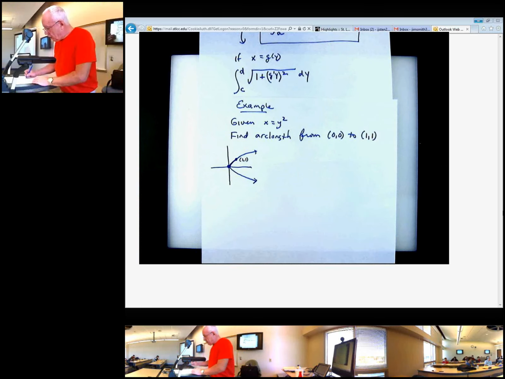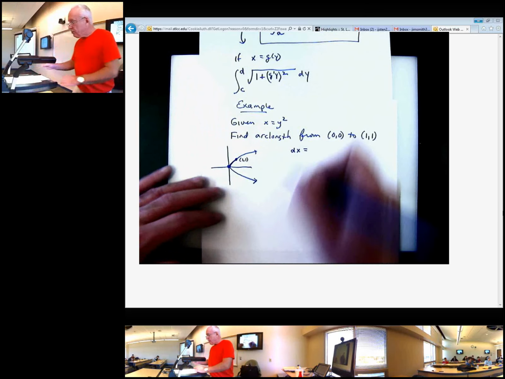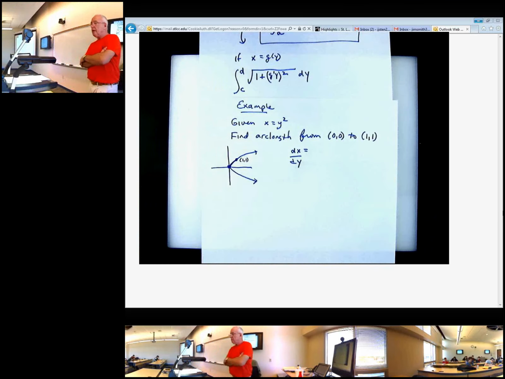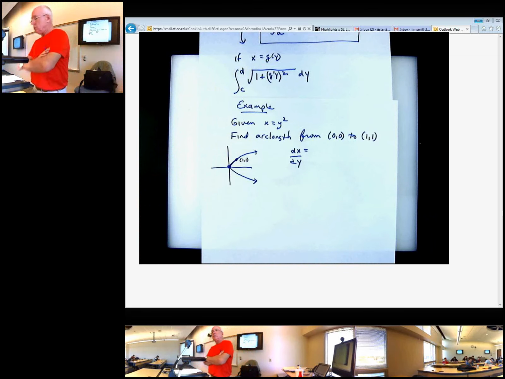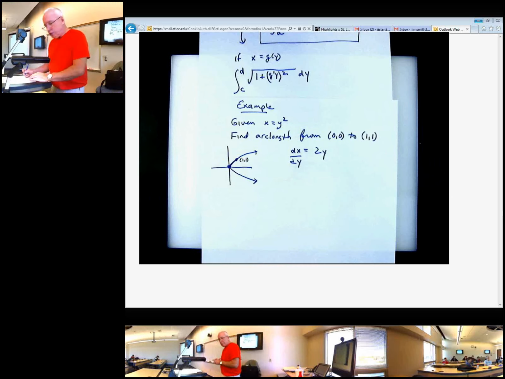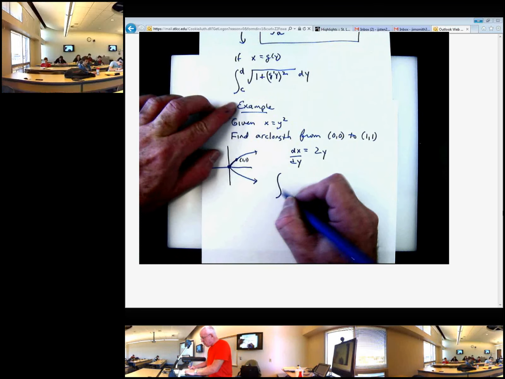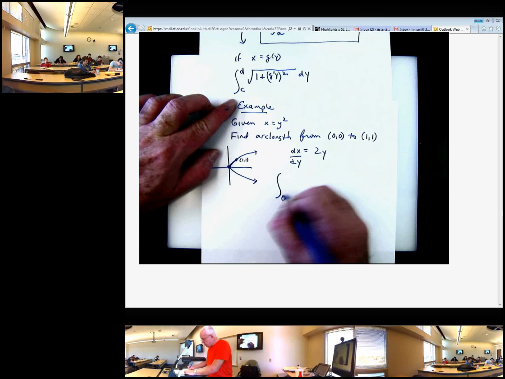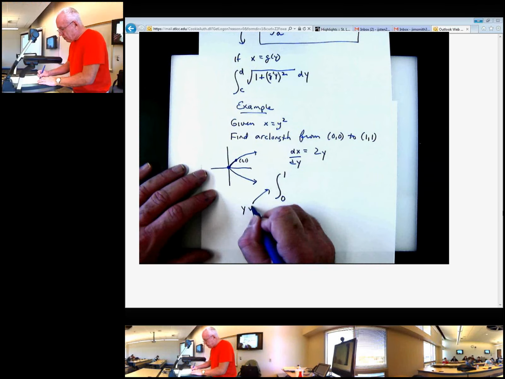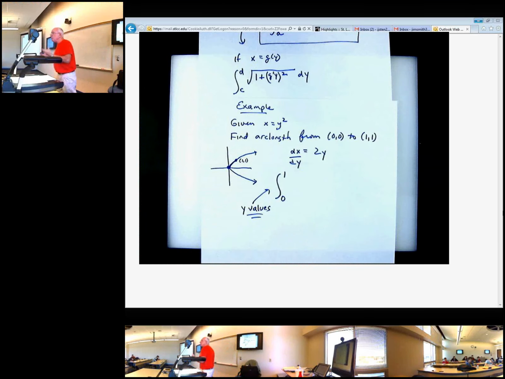Okay. So we have x equals y squared. So now we're going to get dx dy, and that's going to equal what? 2y. Right. Okay. And then we're just going to plug into our formula here. So our bottom value of y is 0. Our top value of y is 1. So these are the y values. Now in this case, they're the same, but it would be the y values.